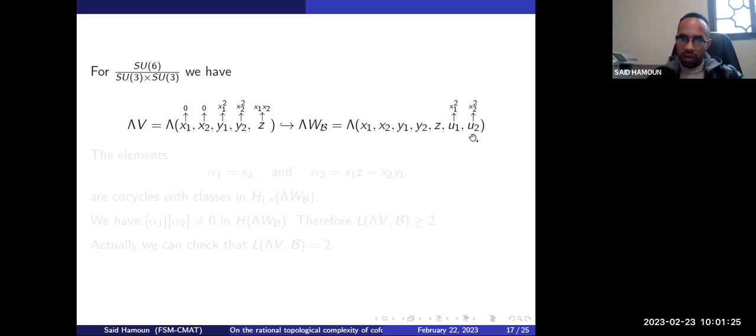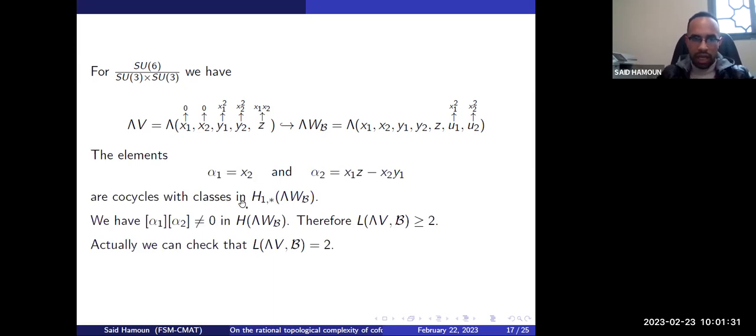The differential of u2 is the square of x2. Here, remark that the element alpha 1, which is x2, and the element alpha 2, which is x1z minus x2y1, are two cocycles in H1 star. This one corresponds to the length of alpha 1 in the even degree, and here we have 1. And for alpha 2, we have also 1 because the length of the even part is 1 here.